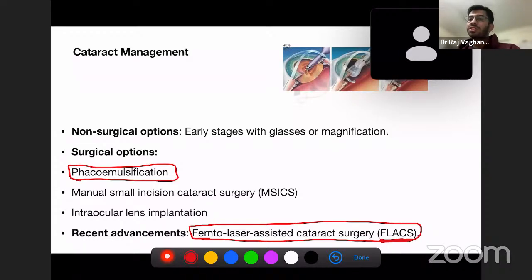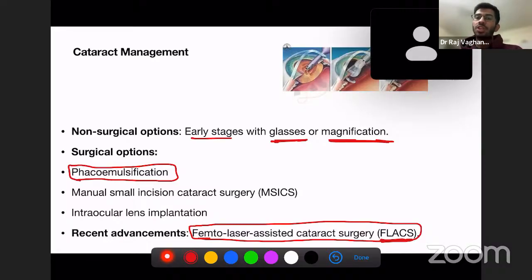The non-surgical options for cataract management include, in early stages, glasses or magnification. Either you prescribe glasses or magnification for early cataract, but this is not very common because whenever cataract patients present to the clinics, they already have a terminal stage cataract. So surgery is the main treatment for those patients.